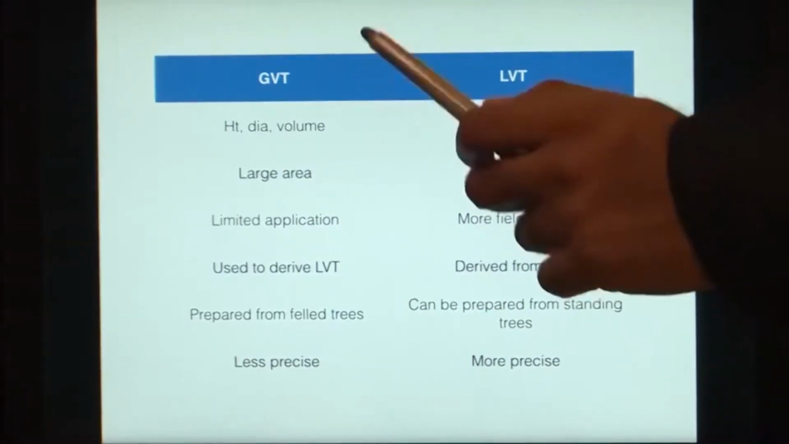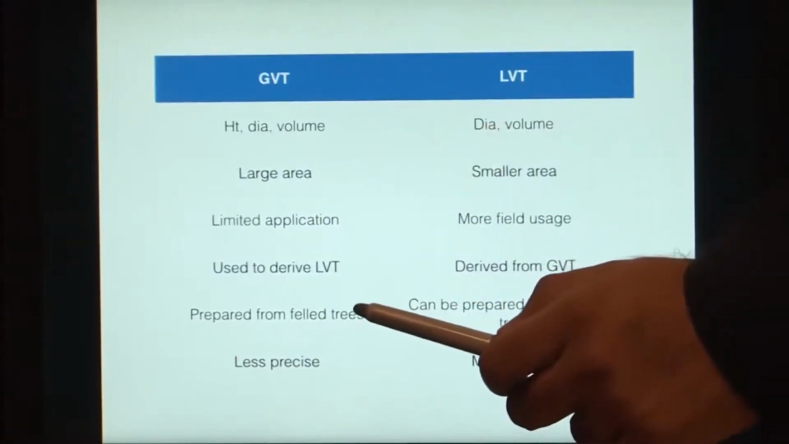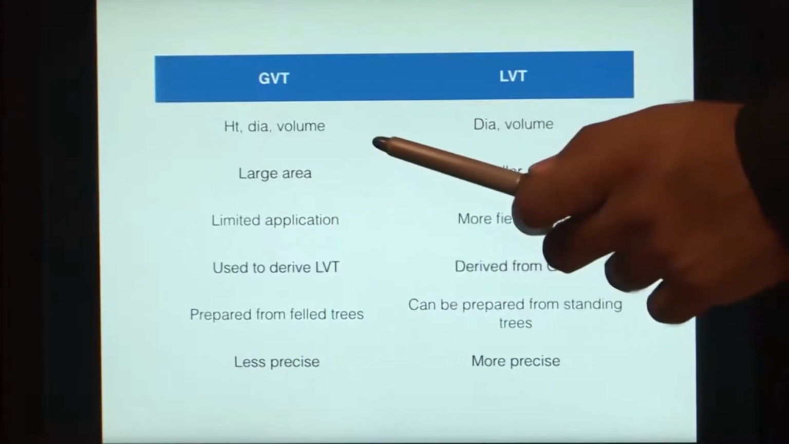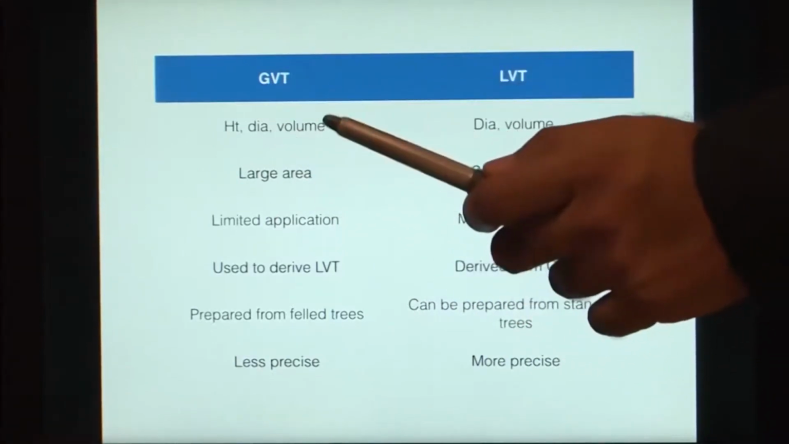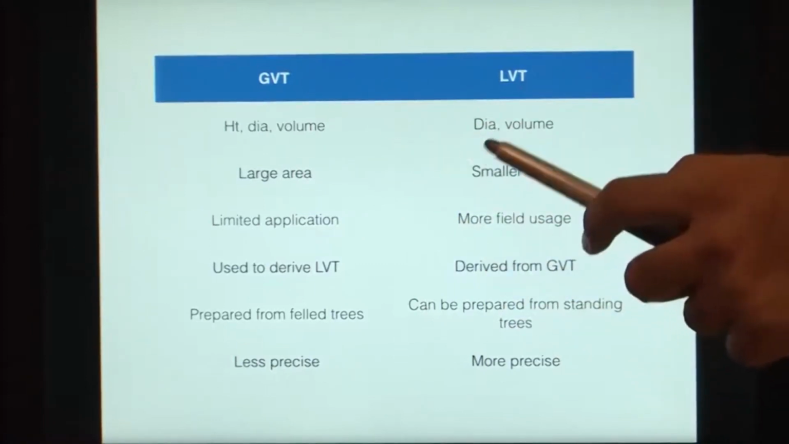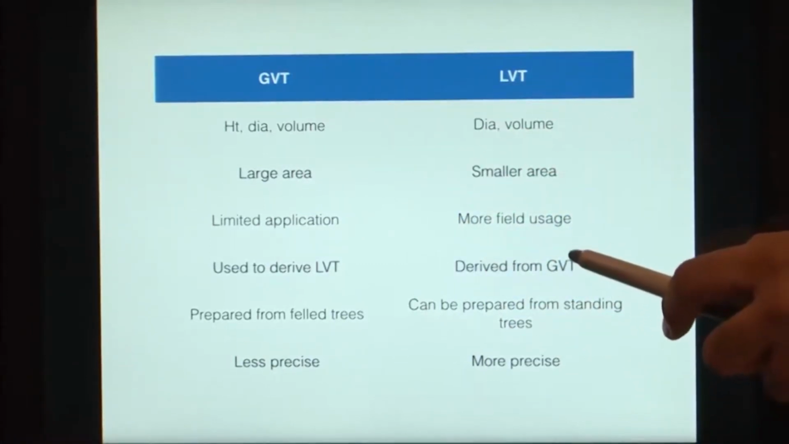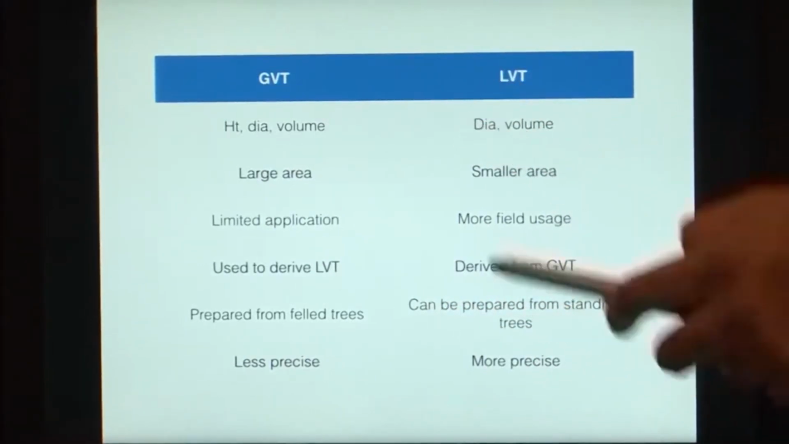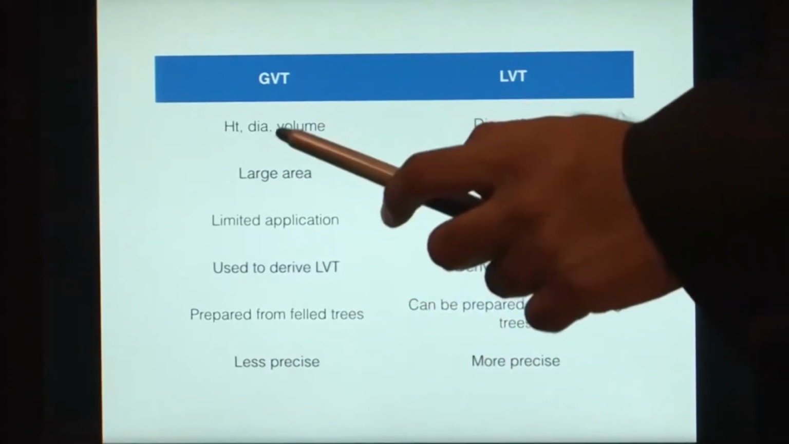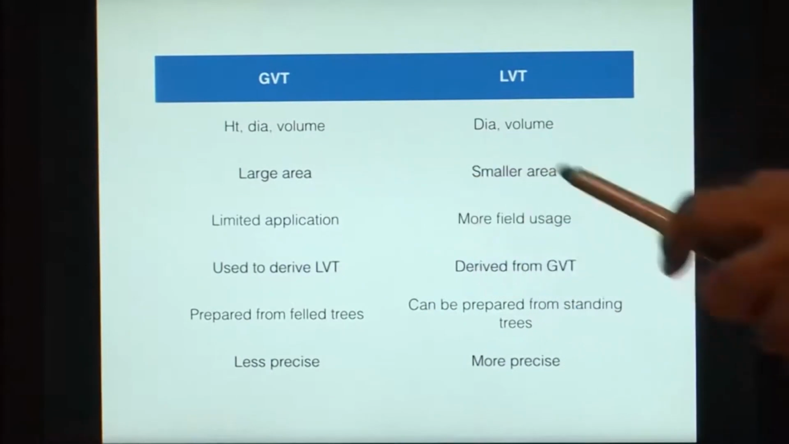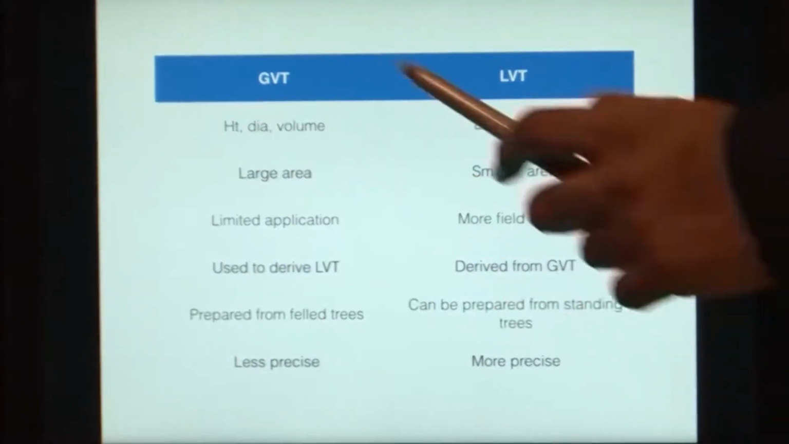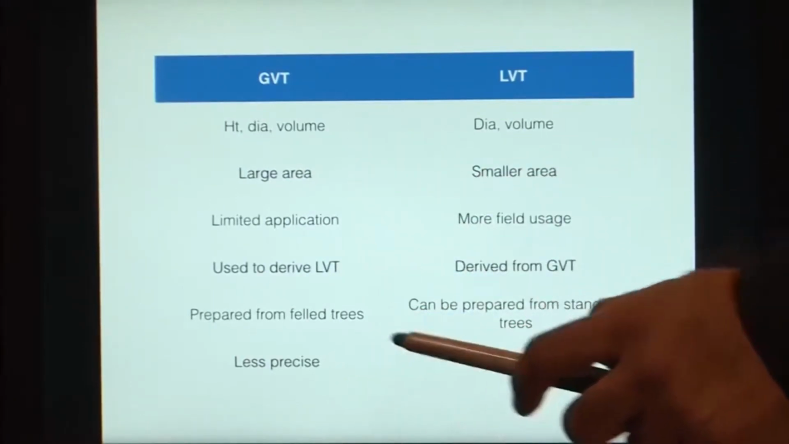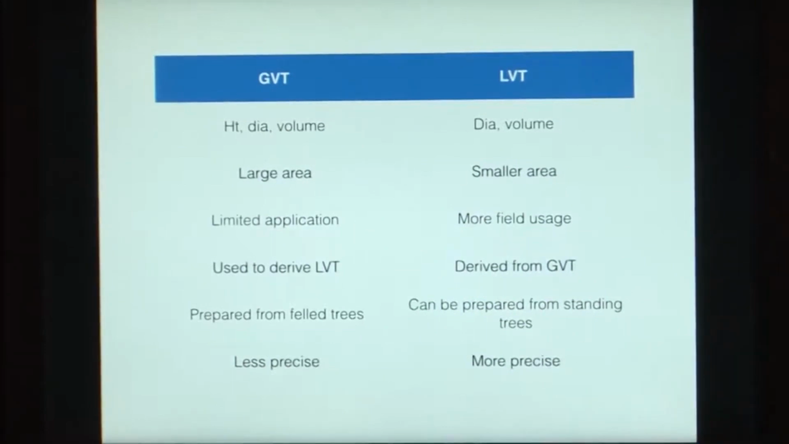The local volume table is derived from the general volume table. Your general volume table is prepared from felled trees, because once you have cut your trees, you measure all the variables that you can find and measure the volume with all the sections. But because your local volume table is derived from the general volume table, it can be prepared from standing trees as well, because you only need to measure the diameters, and you can always get the volume from your general volume table considering the heights. Now, the general volume table is less precise for field applications, whereas a local volume table is much more precise.